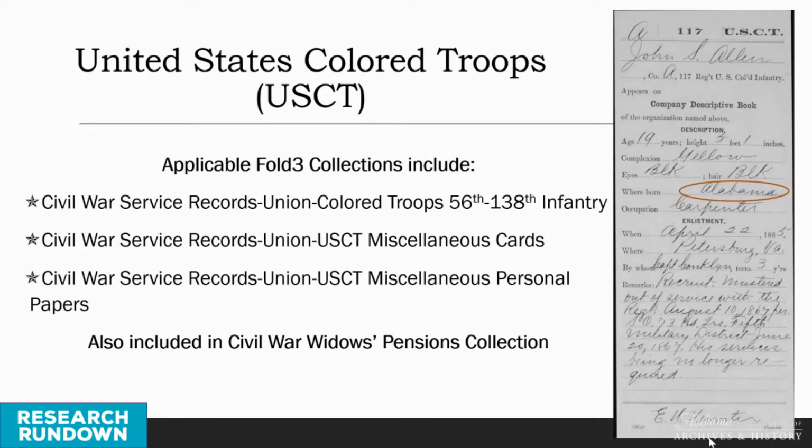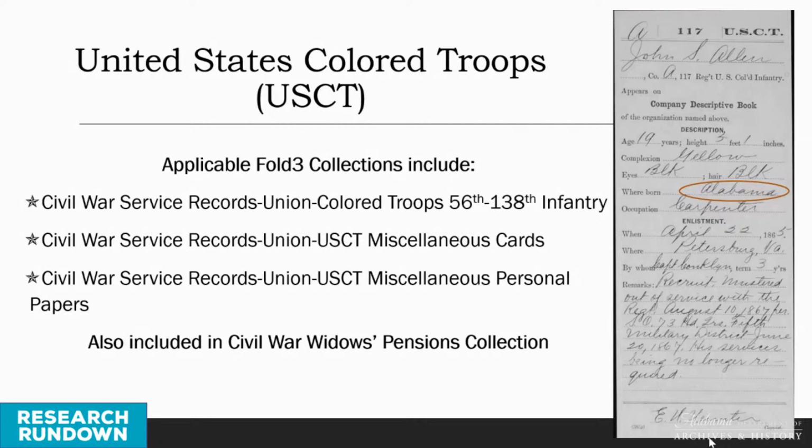Many free African Americans, as well as those who had escaped enslavement, also joined the United States Colored Troops, or USCT. Determining which regiment they joined can be difficult, but the use of keyword searches using Alabama can prove helpful in finding those who noted their birth or residence in the state.